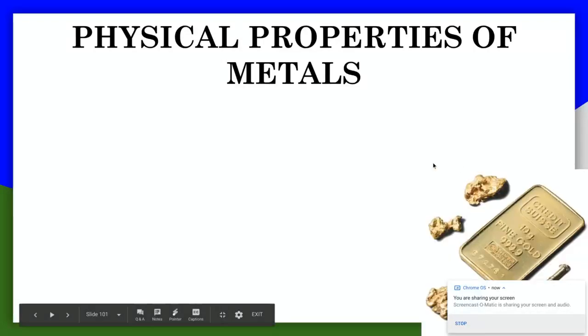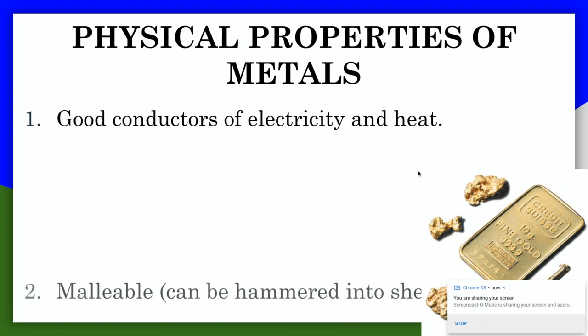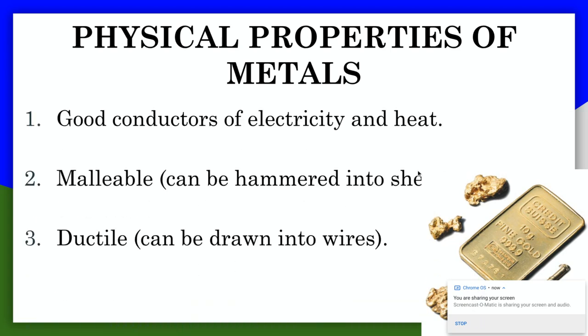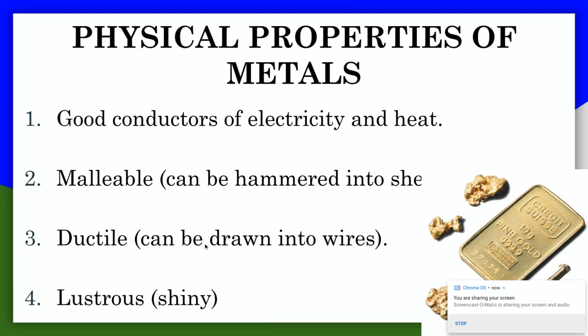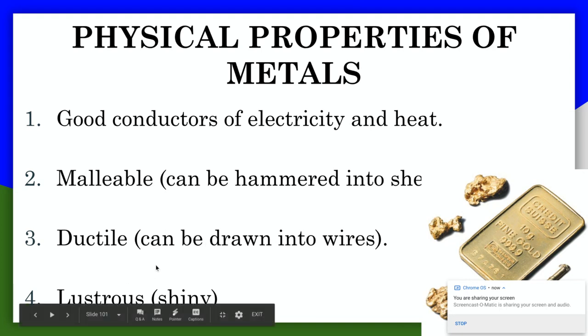So, some physical properties of metals. We might know this already, but metals are good conductors of electricity and heat. They're malleable, which means they can be hammered into thin sheets. And they're ductile, they can be drawn into wires. And they are lustrous, which means shiny.